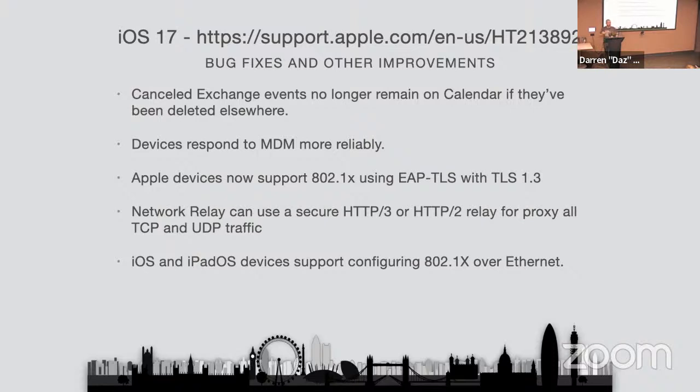And lastly, iOS and iPadOS devices support configuring 802.1x over Ethernet. So I think I talked about this last time I did one of these, but essentially you have a weird hodgepodge of connectors and adapters and power adapters, and essentially you can get an Ethernet cable to work with an iOS device. Now you can also push out RADIUS if your network requires.